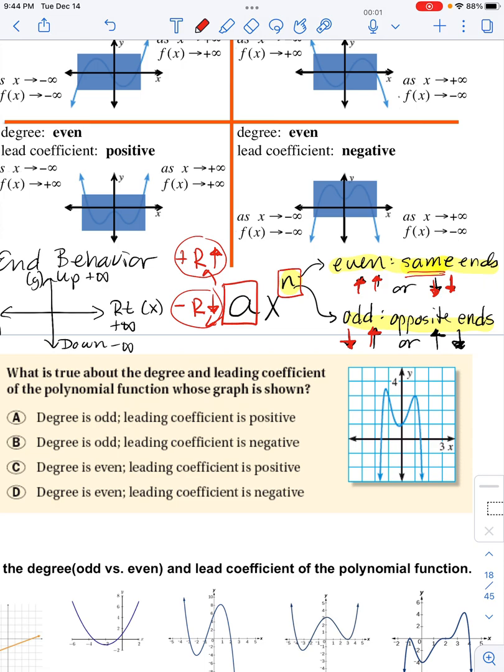And then same thing over here. If you've decided that your leading coefficient's negative, so the right end is going down, and you have an odd degree, so the ends are opposite, then the left end is going to be going up.